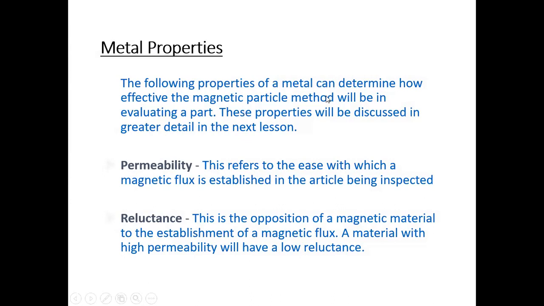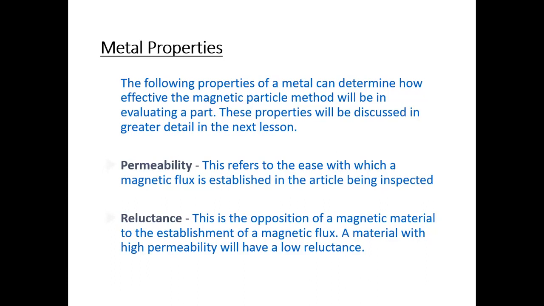The following properties of metal determine how effective the magnetic particle method will be in evaluating a part. Because suppose you are applying current and a huge magnetic field is generated, but once you remove the current there is less magnetic field, so that will affect the indications. So we have to study these properties in detail, and we are going to see permeability.